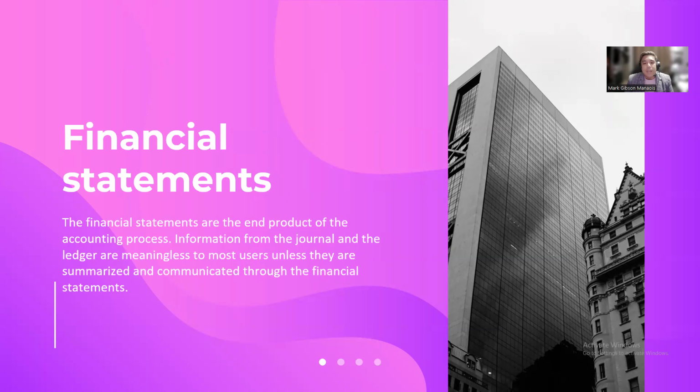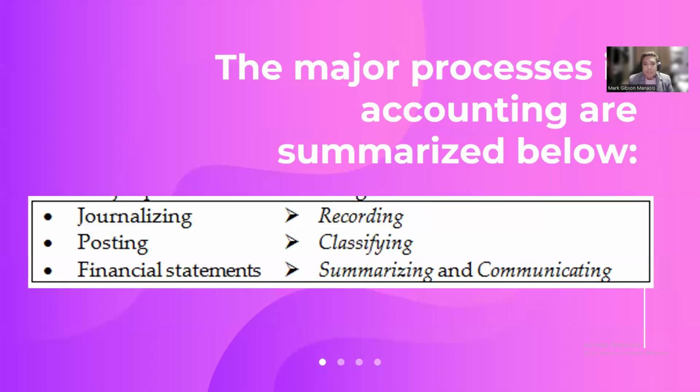Financial statements are the end product of the accounting process. Information from the journal and the ledger are meaningless to most users unless they are summarized and communicated through the financial statements. The major processes in accounting are summarized below. We have to journalize our transactions, post them in the ledger, record, classify, and then financial statements. That's the part where we summarize and communicate information to the users.